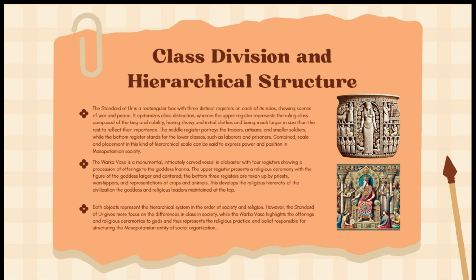The Standard of Ur is a rectangular box with three distinct registers on each of its sides, showing scenes of war and peace. It epitomizes class distinction, wherein the upper register represents the ruling class composed of the king and nobility, having showy and elaborate clothes and being much larger in size than the rest to reflect their importance. The middle register portrays the traders, artisans, and smaller soldiers, while the bottom register stands for the lower classes, such as laborers and prisoners. Combined, scale and placement in this kind of hierarchical scale can be said to express power and position in Mesopotamian society.